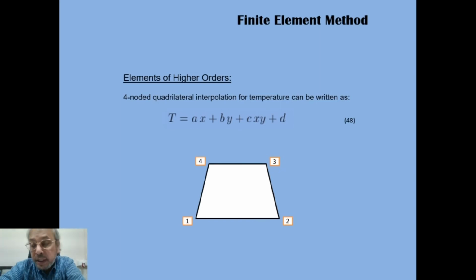Now, instead of a 3-noded element, we can have 4-noded quadrilaterals, where T can be expressed as A x plus B y plus C x y plus D, for an arbitrary quadrilateral.